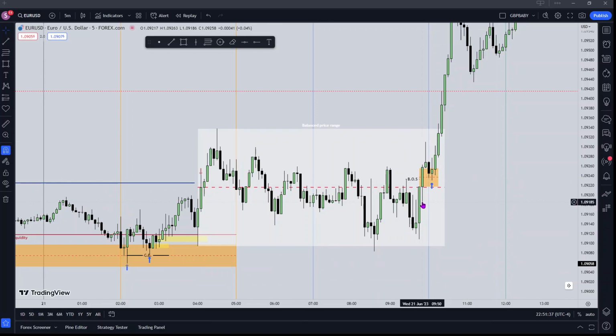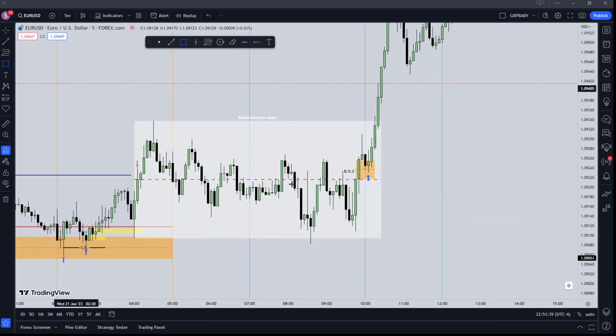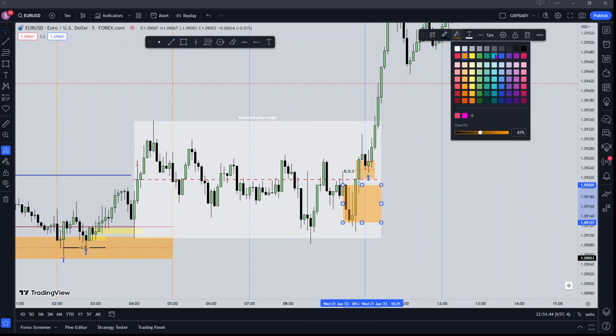And I'll put my stop loss below this low here. And I'm also going to write out why this is a good trade.